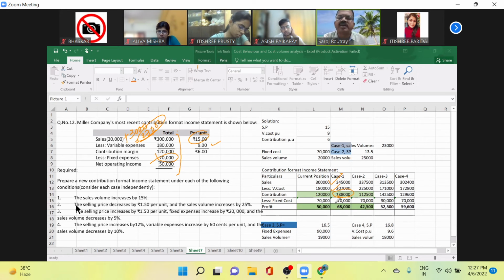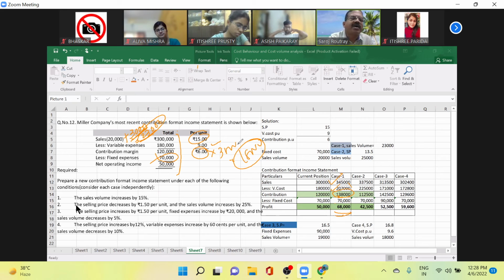remains fixed, you get a profit. Your profit will increase by 18,000. I can, without doing all these things, also say profit will increase by 18,000. How? If I know that 3,000 will be my increase in volume, I know that every unit contributes 6. So 6 into 3,000, I'll be able to do that. Yes, profit will increase by 18,000 if this happens.